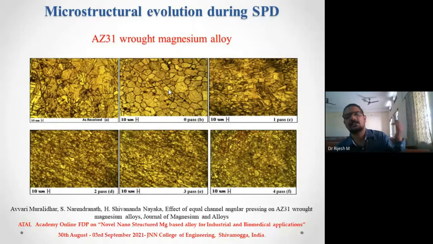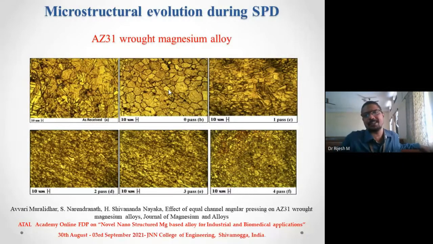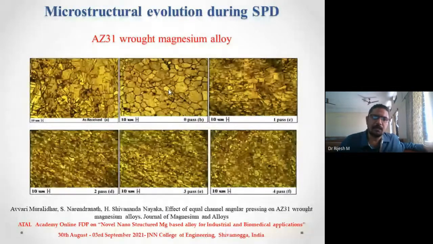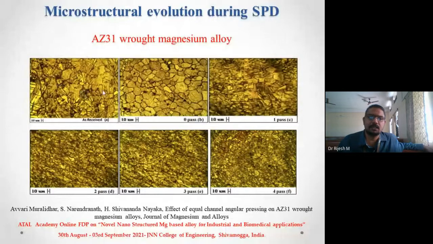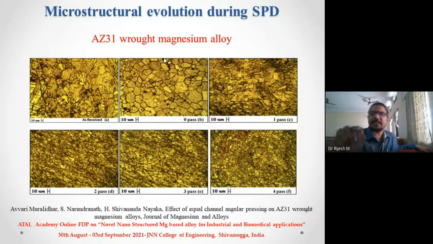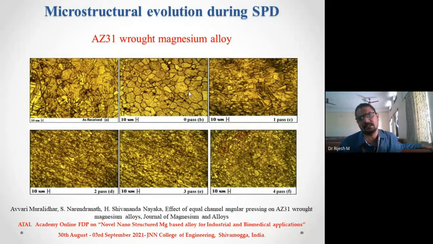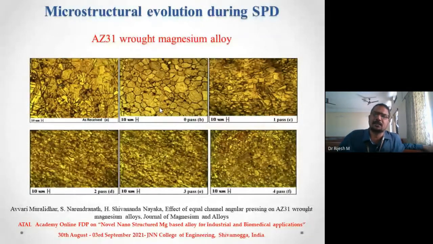This is an AZ31 wrought magnesium alloy, and we see this material in the zero pass. You can see the grain boundary is very clear. Some of the grains are very big, some of them are small, and we call them equiaxed, even though it is showing some difference. If you take an average, they are basically equiaxed structures. The grain boundaries are very clear, right?